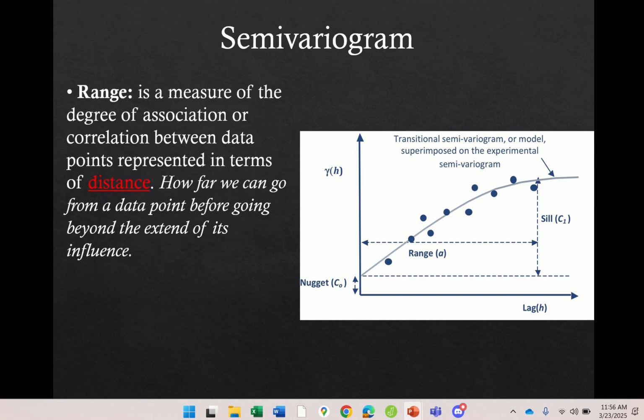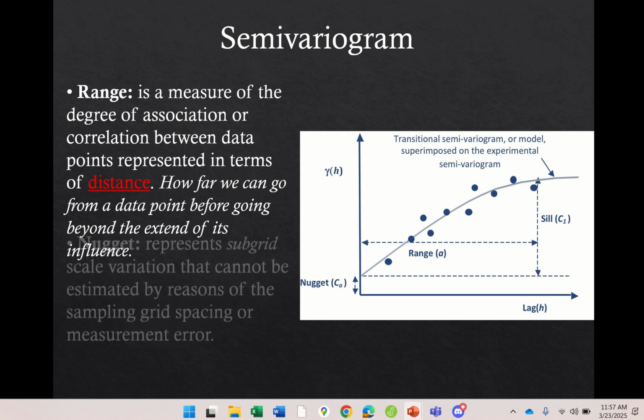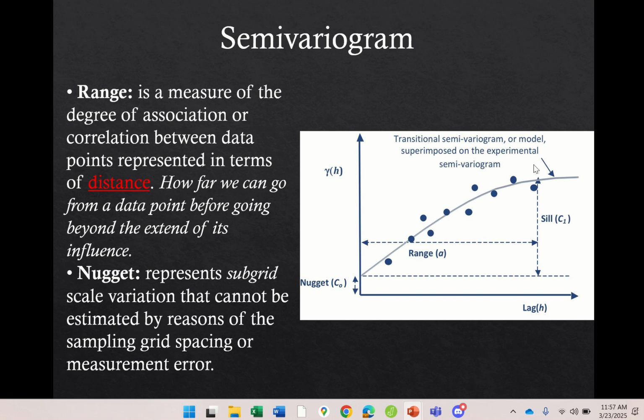So again, the range gives us the distance between two points before they have nothing to do with one another. Think of it as how far you have to go before one data point has no bearing or influence on what the value is going to be at another point. And then the nugget: if we backtrack from the sill and go back towards the origin, we reach the nugget. You can see that the line in the modeled semi-variogram does not go to the origin exactly. The nugget describes the amount of subgrid or sub-measured spatial variability that is unknown. That's kind of like the y-intercept of the semi-variogram.